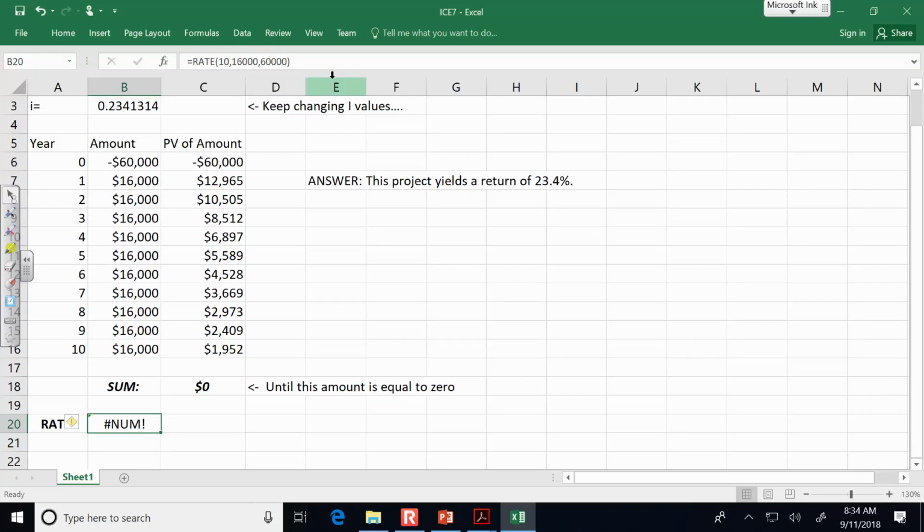Well, it can't calculate an interest rate because there's no balance. And this is all about balance. The inflows and the outflows are equal. And so it's saying problem because there's no balance. The only way there's balance is if there's both inflows and outflows. All right.